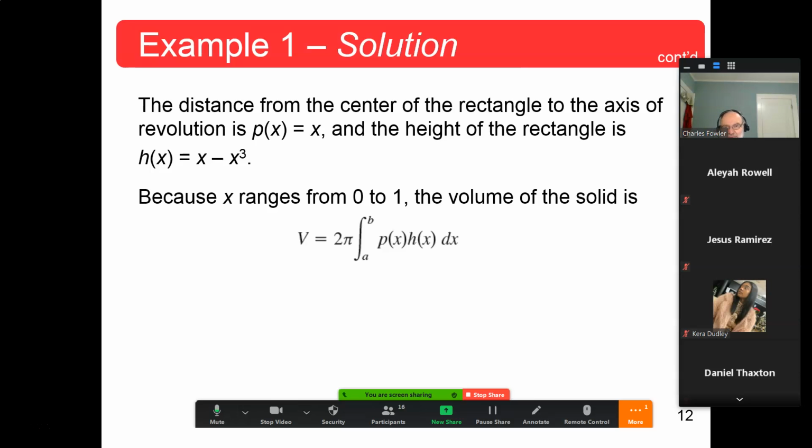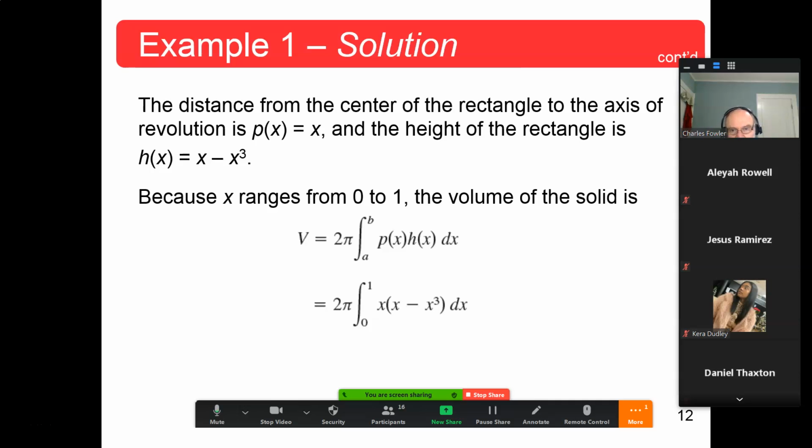The 2 pi can come on the outside. The integral from a to b, which in our case is from 0 to 1, of p of x, which in our case is x, times h of x, which is that function value, x minus x cubed. Okay? So that's what they did. They plugged those in. 2 pi times the integral from 0 to 1 of p of x is x, h of x is x minus x cubed, and your dx is dx.